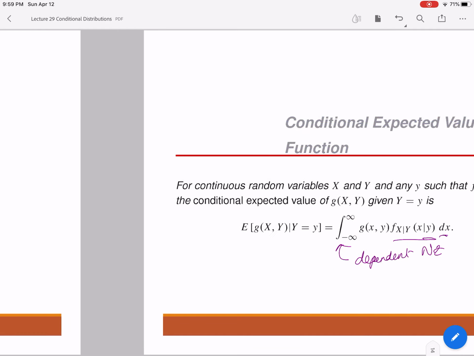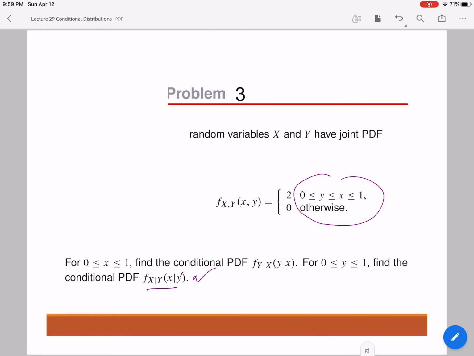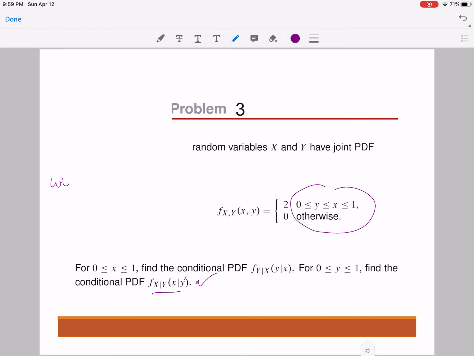For Wednesday's in-class participation problem, here's what I would like you to do. For Wednesday's class, give me the conditional PDF of Y given X, a complete formula. And for Friday's class, you can give me the expected value of Y for any X equal to small x, using the principles that we have seen in this lecture. So these are your in-class participation problems that are due for next week.